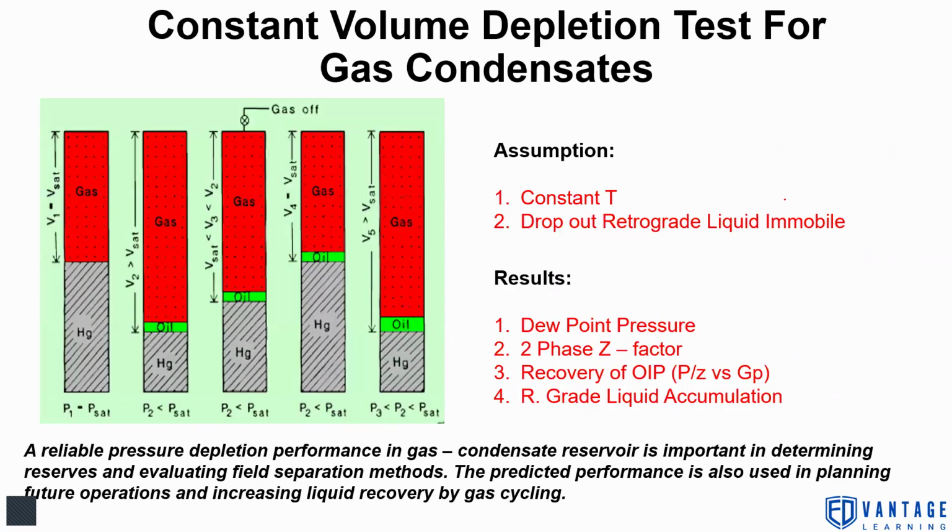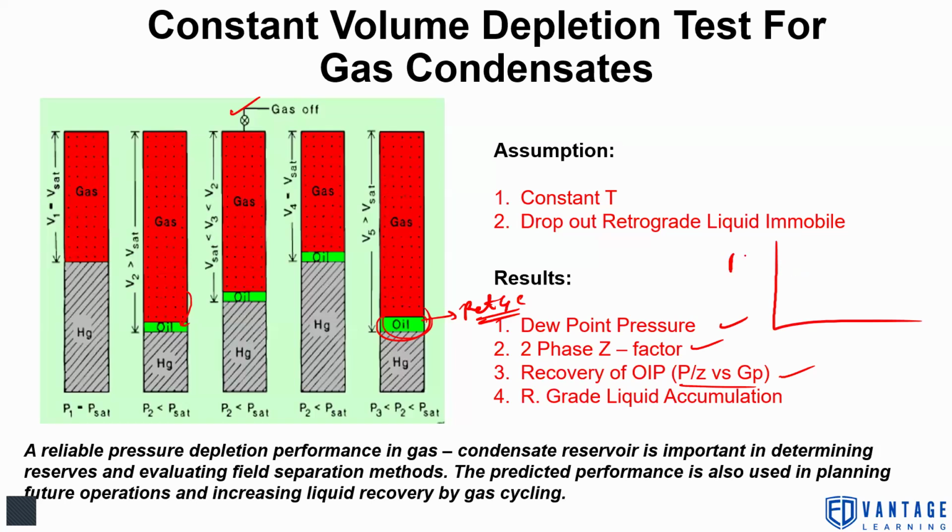Okay. So the test which approximates this phenomenon is constant volume depletion. Similar to differential liberation, we try to take out gas at each step of pressure decline. Okay. Once the oil drops out of gas, the gas will be removed, and we will see how much oil we can get out of this gas, which is the retrograde gas condensate. So we can get the dew point pressure, two-phase Z factor, recovery of oil in place. So this can give us a P by Z versus GP plot. This plot is quite important.